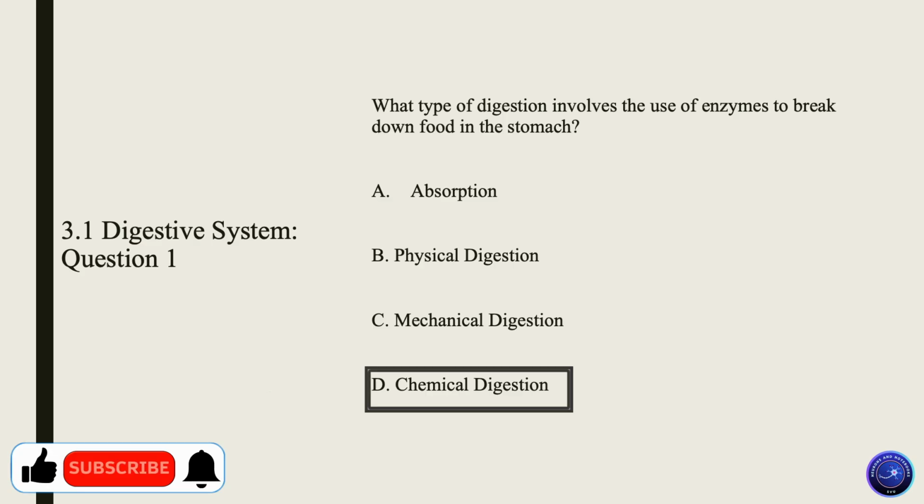If you said D, chemical digestion, you are correct. So A says absorption. Absorption is when nutrients are taken in by the small intestine to be of use to the body. This does not really have anything to do with digestion, since this is the process that comes after digestion. Then we have physical digestion. Again, this would be a distractor, because physical digestion is when peristalsis, or muscle contraction, is used to break down food. Same thing with mechanical digestion. They go hand in hand. They can be used interchangeably. But chemical digestion is when acid or enzymes are used in the stomach to break down the food. So D would be the correct answer.